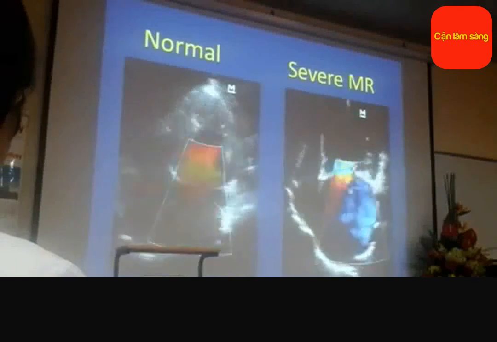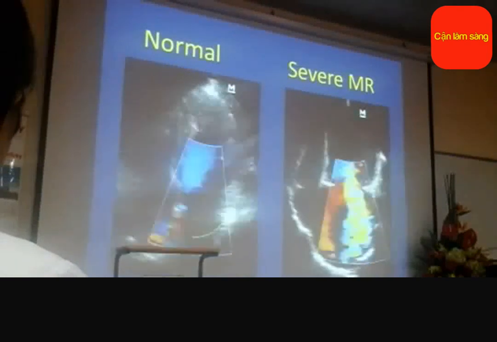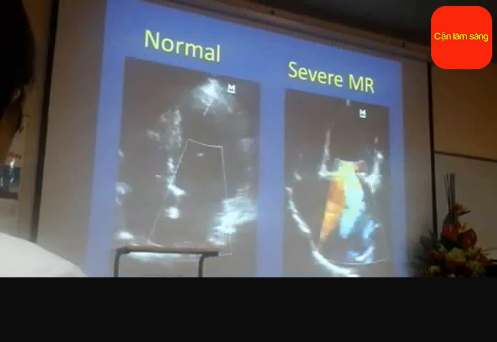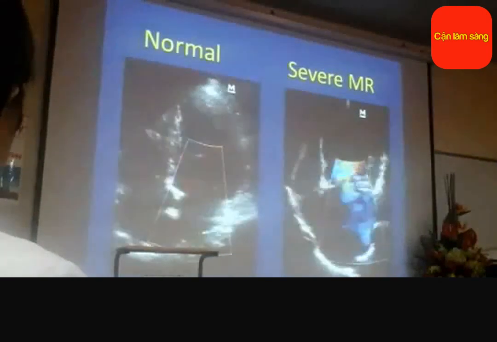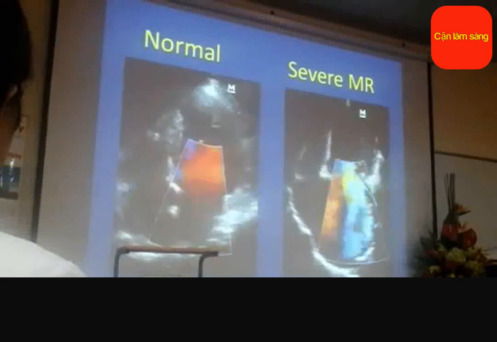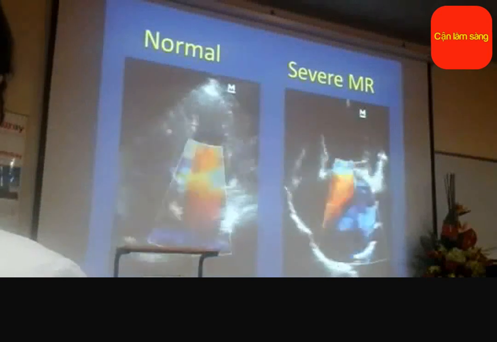So here we turned on color Doppler, looking for mitral regurgitation. And in the normal patient, there is no mitral regurgitation by color. Here is severe mitral regurgitation.